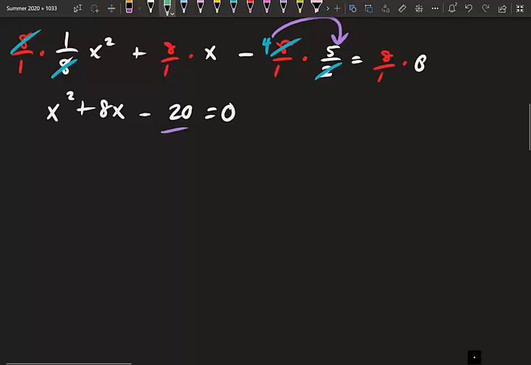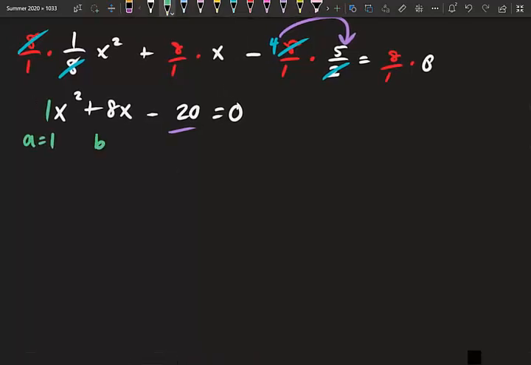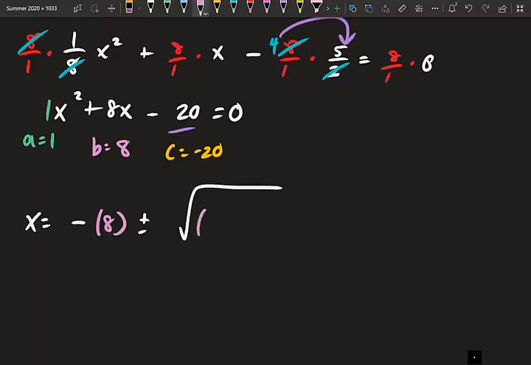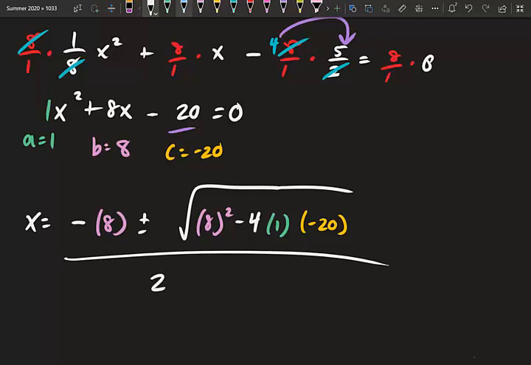So let's identify a, b, and c. A is 1. There's always a 1 in front. B is 8. And c is negative 20. So we have x equals negative b, which is 8, plus or minus the square root of b squared, so 8 squared, minus 4 times a, which is 1, times c, which is negative 20. And that's all over 2 times a, which is 1.